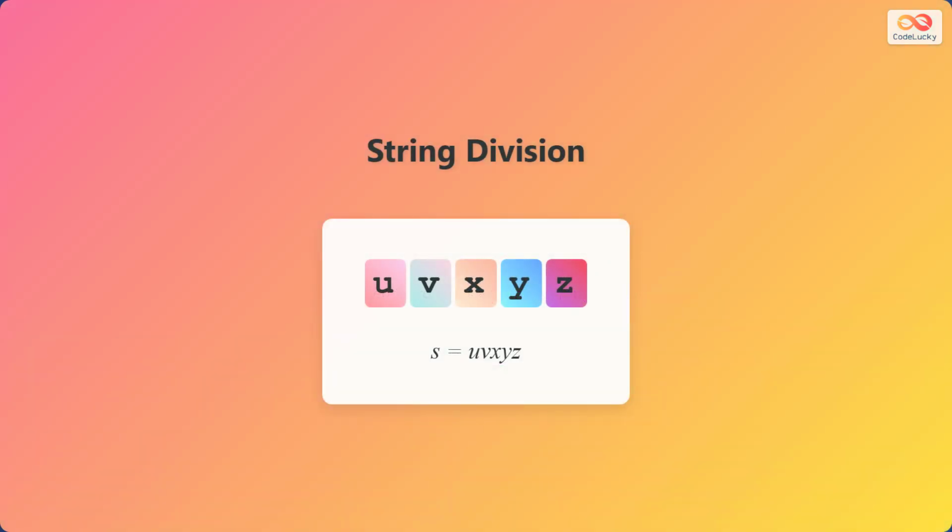If S is a string that satisfies the conditions for pumping, it can be divided into 5 substrings, denoted as U, V, X, Y, and Z. Therefore, S is equal to UVXYZ.